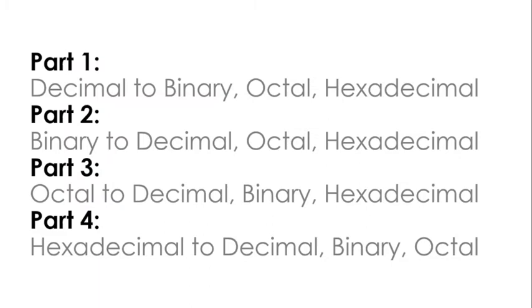The discussion will be divided into 4 parts. For part 1, we will be converting decimal numbers. For part 2, we'll be converting binary numbers. For part 3, we'll be converting octal numbers, and for the last part, we'll be converting hexadecimal numbers.